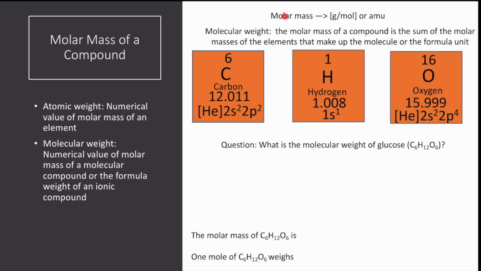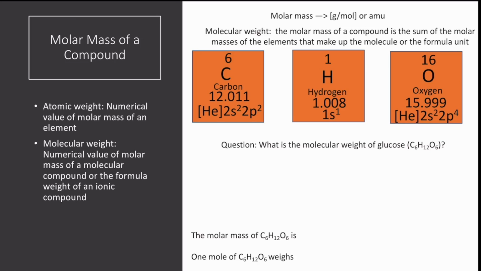We can also define the molar mass for a compound. The name of this is its molecular weight, which is found by adding the molar masses of the elements that make up that molecule. For example, what is the molecular weight of glucose with this molecular formula?